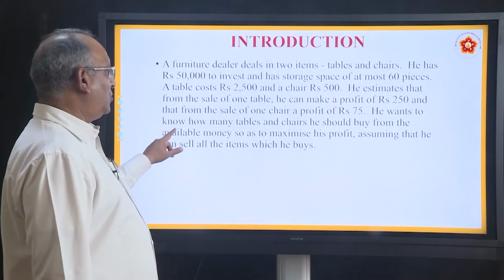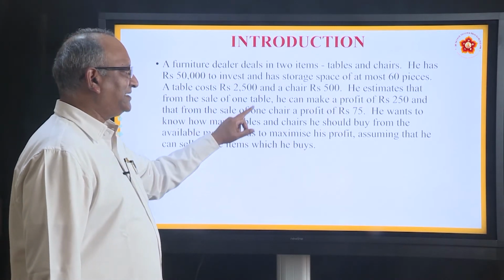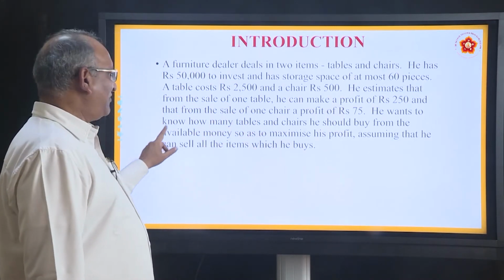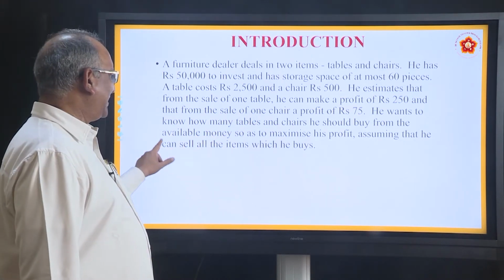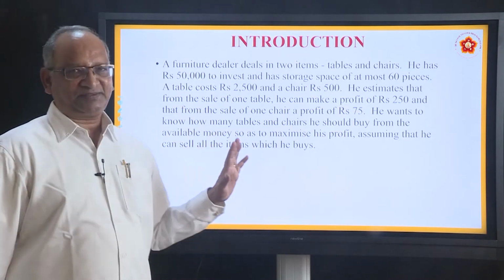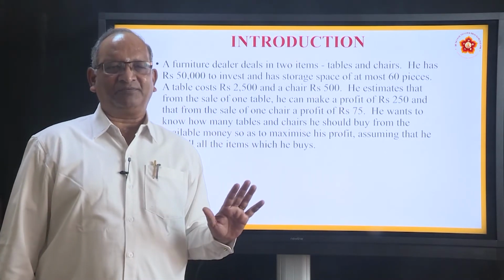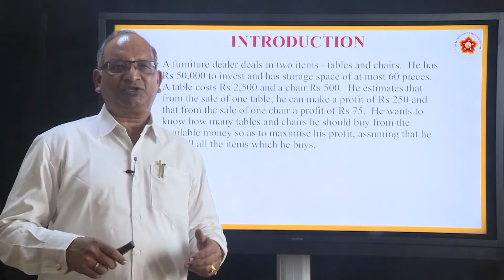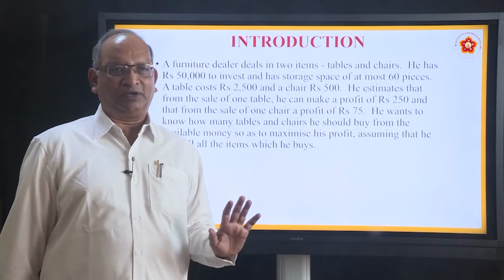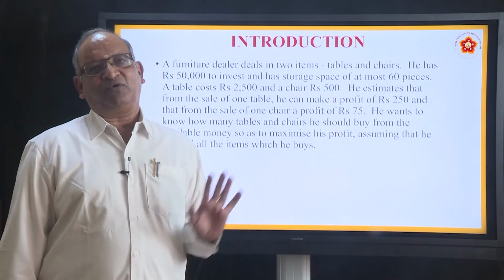He wants to know how many tables and chairs he should buy from the available money so as to maximize his profit, assuming that he can sell all the items which he buys, which generally does not happen. I assume that everything will get sold. Whatever you have purchased, you kept it for sale, everything got sold. We are assuming that and moving forward.